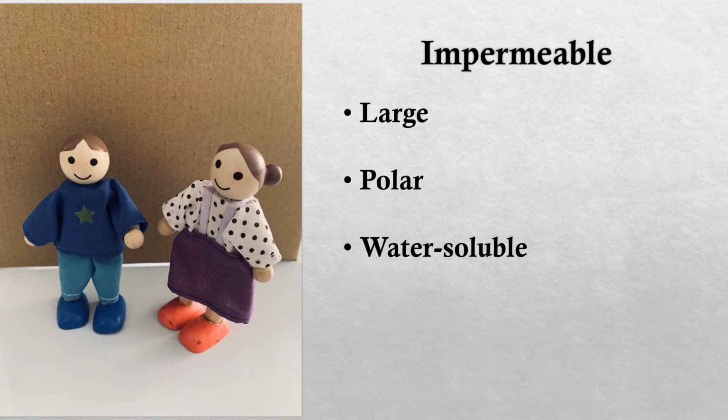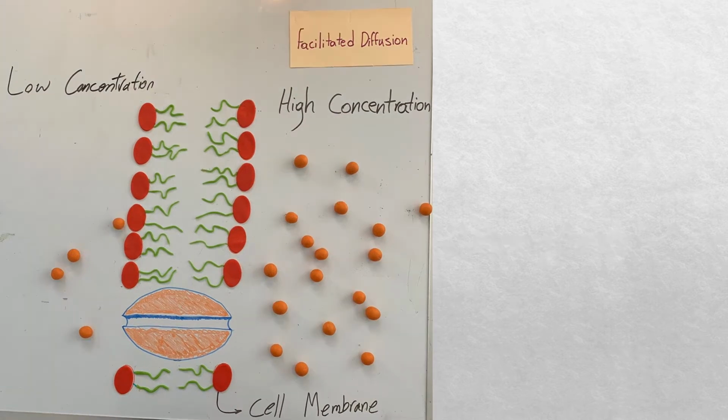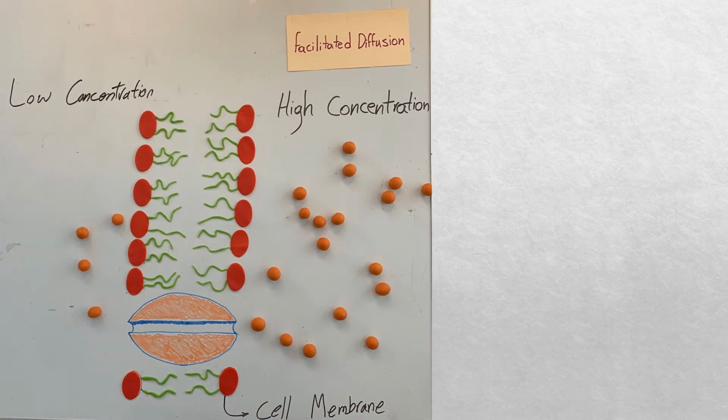But what if the molecules could not cross the membrane? The phospholipid bilayer of the membrane is impermeable to certain molecules, such as ions and large, polar, water-soluble molecules. These cross through facilitated diffusion. One very important thing is the proteins in the membrane, the transport proteins.